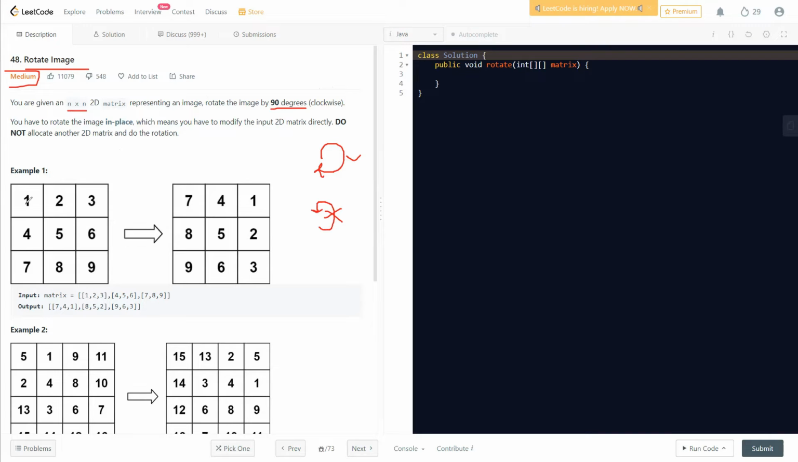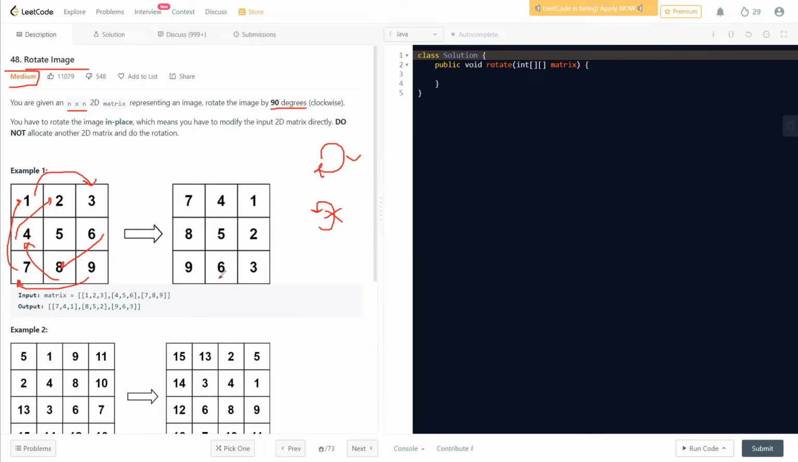One example is 1, 2, 3, 4, 5, 6, 7, 8, 9, and this is how we are finding the solution. 7 is being moved to this position, 4 is being moved to this position, and 1 moved to this position. So 7 is here, 4 here, and 1. Similarly, 8 is moved to the position of 4, 9 is moved to the position of 7, and similarly you can see 6 is moved to the position of 8.